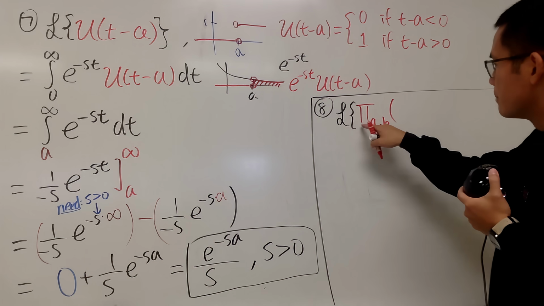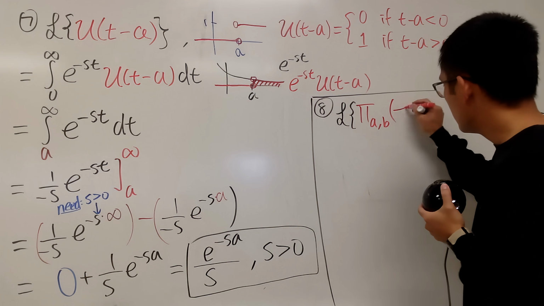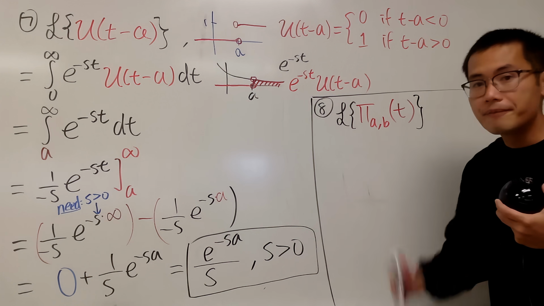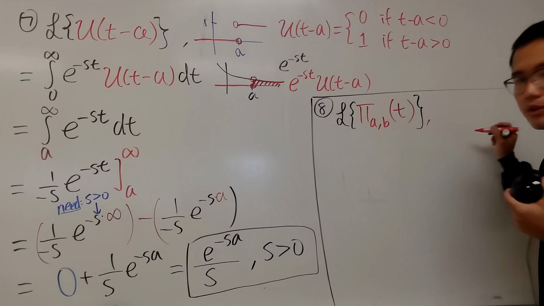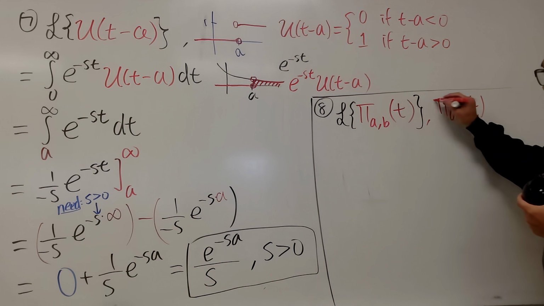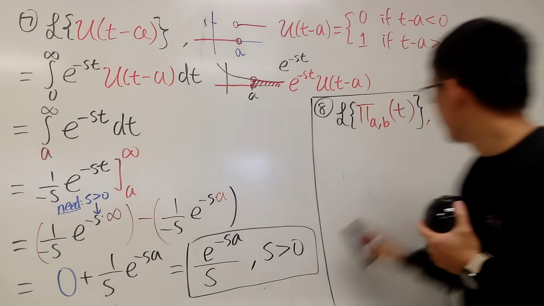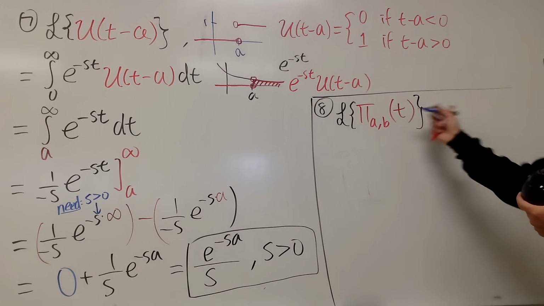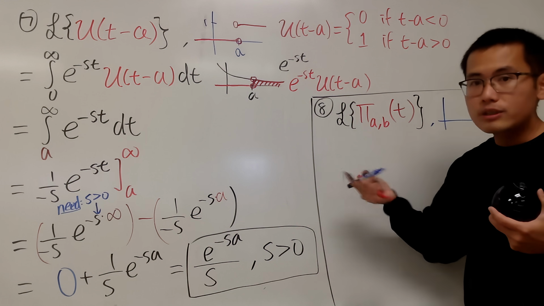So we have pi ab, and the input is usually a t, like this. Right? So that's what we have. And again, I will have to tell you guys what pi ab is. Well, pi ab is actually not so bad at all. Pi ab of t, this right here, is very similar to that. Perhaps I'll show you guys a picture first. Well, very similar. You have to tell me two numbers, a and b.